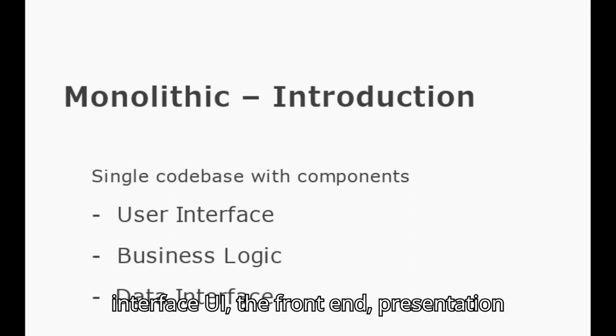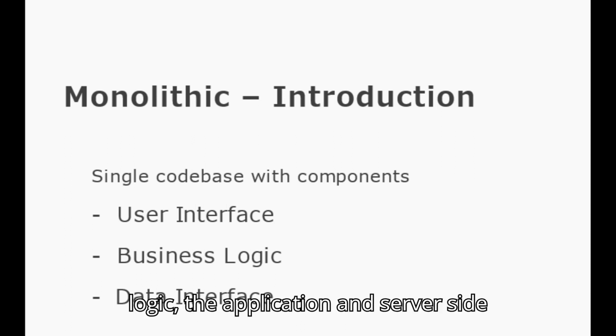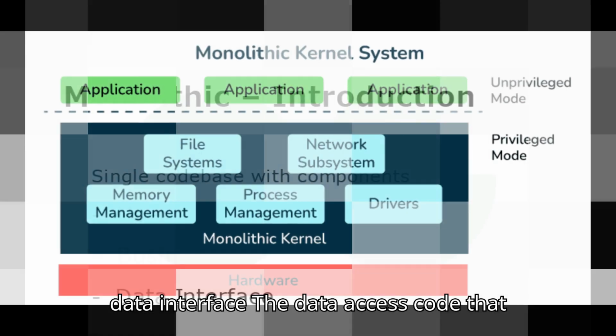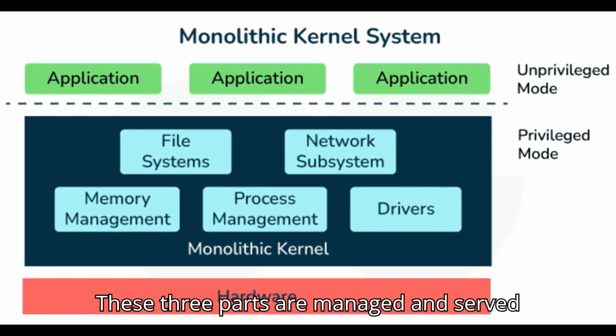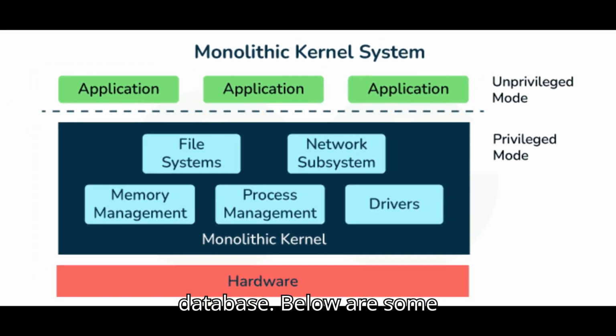The user interface, UI, the frontend/presentation layer/client side. The business logic, the application and server-side programming, part of the backend. The data interface, the data access code that communicates the request to the database. These three parts are managed and served from one giant codebase connected to the database.